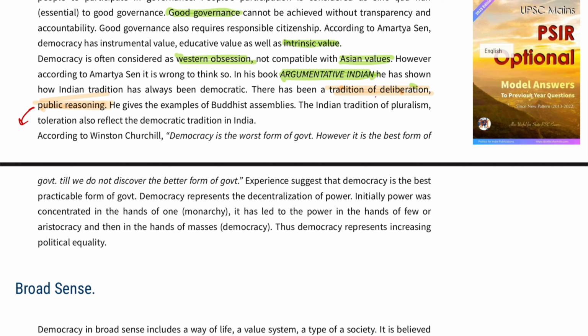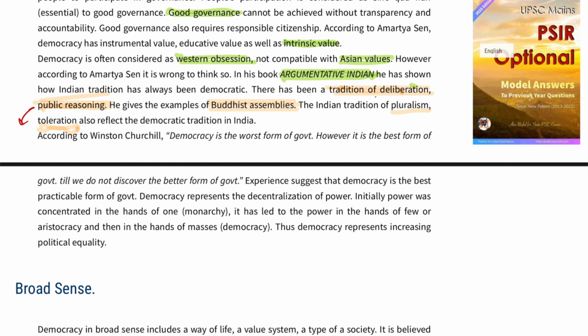He gives the examples of Buddhist assemblies. These Buddhist assemblies were exactly the rebels of the Indian system. They were born out of rebellion from the Indian system, the Indic system that prevails right now, which the Buddhists rebelled against. The Indian tradition of pluralism and toleration was there. This is quite unquestionable, and it also reflects the democratic tradition in India.